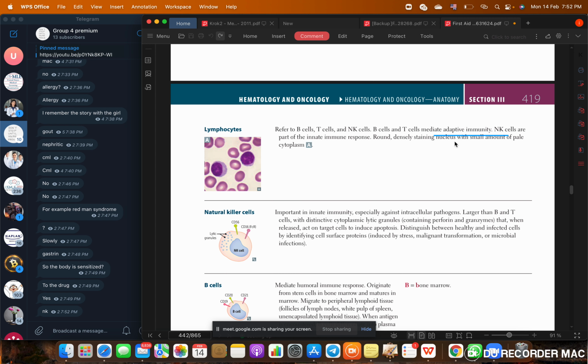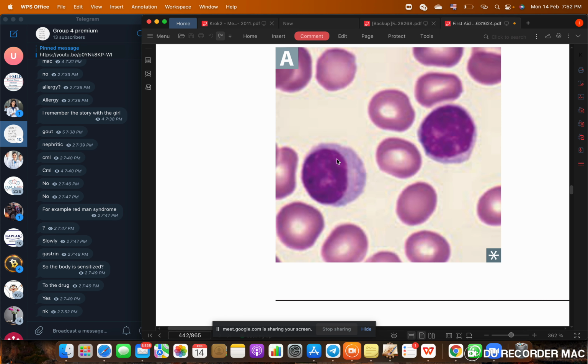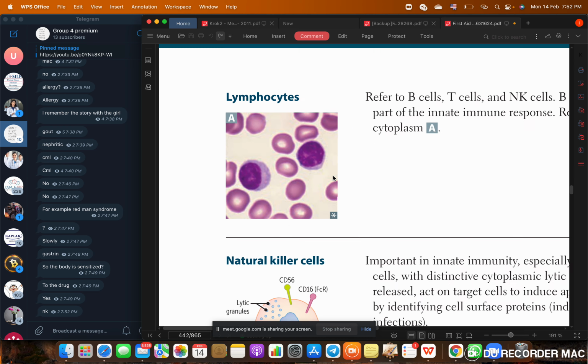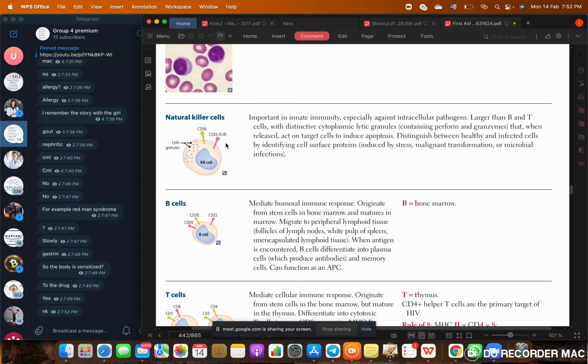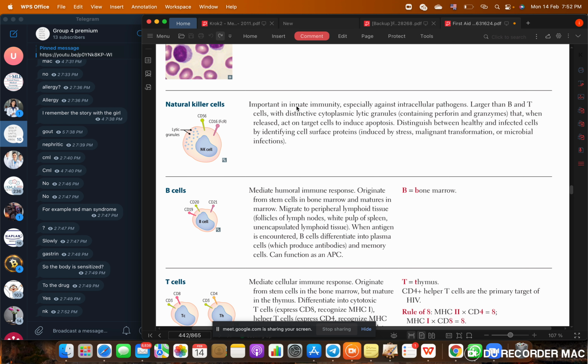Rough, densely staining nucleus with a small amount of pale cytoplasm. As you can see, the whole thing is like a nucleus with a little bit of cytoplasm. Okay? So, the natural killer cells, I told you, they are not very sophisticated. Important in the innate immune system, especially against intracellular pathogens.